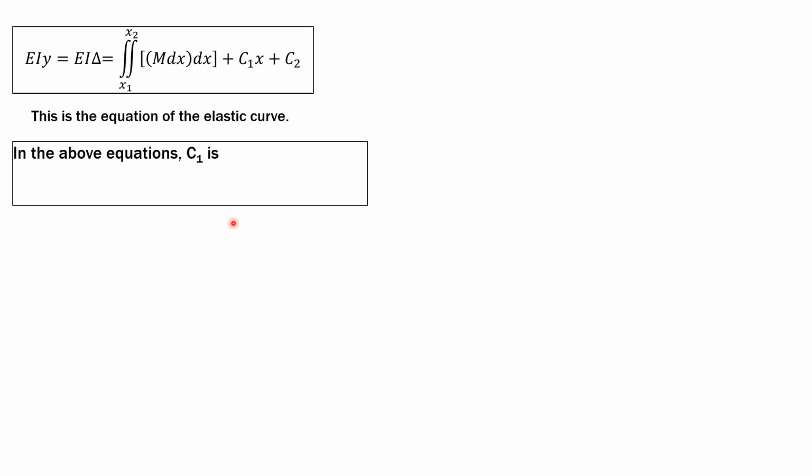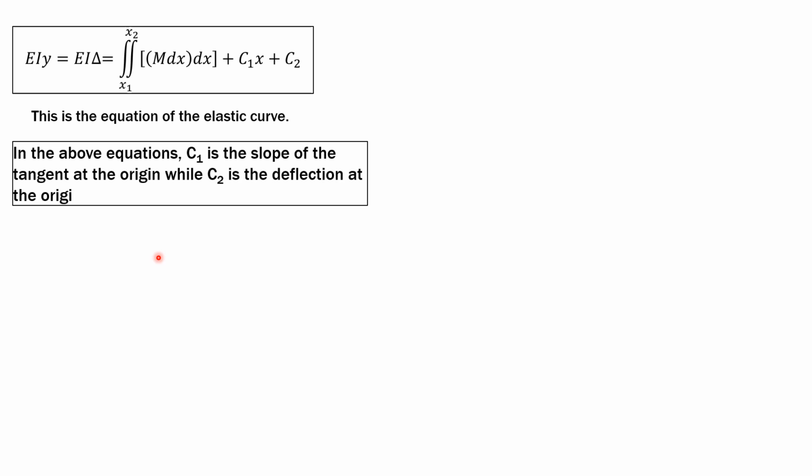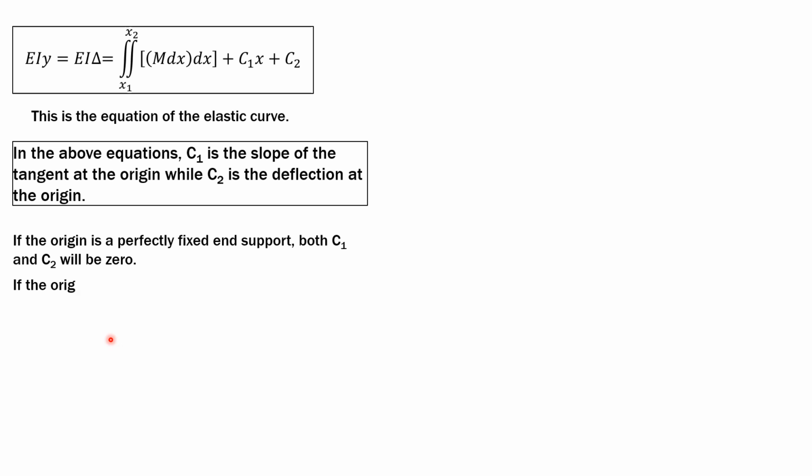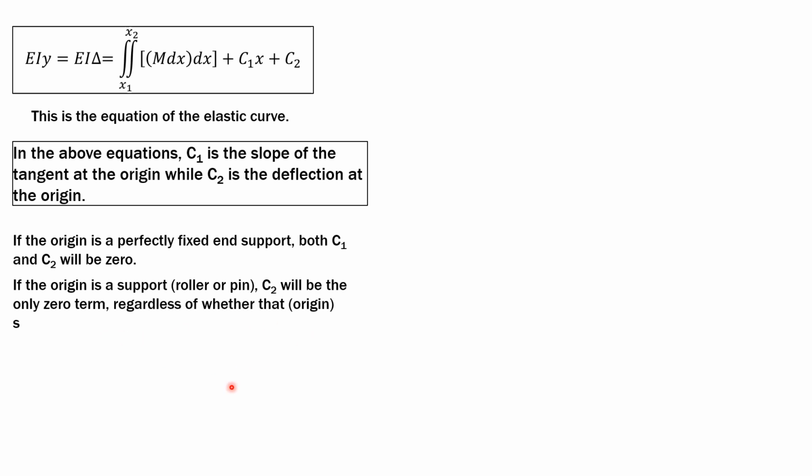So in the above equation, c sub 1 is the slope of the tangent at the origin, while c sub 2 is the deflection at the origin. So if the origin is a perfectly fixed end support, then both c sub 1 and c sub 2 will be 0. If the origin is a support, maybe roller or pin, then c sub 2 will be the only 0 term, regardless of whether that origin supports or settles. So that's the theory.